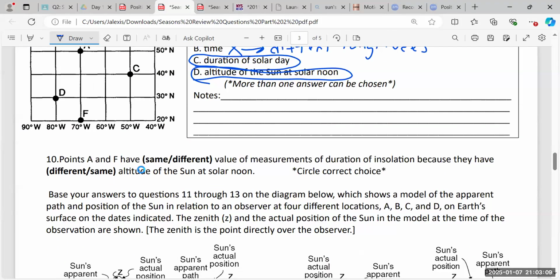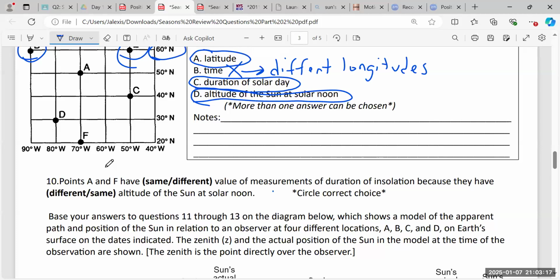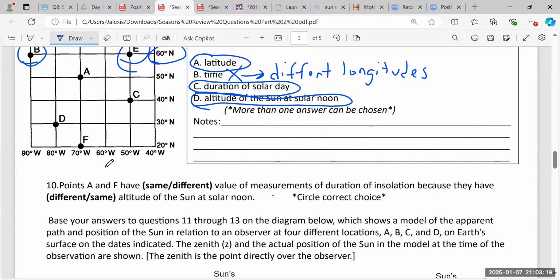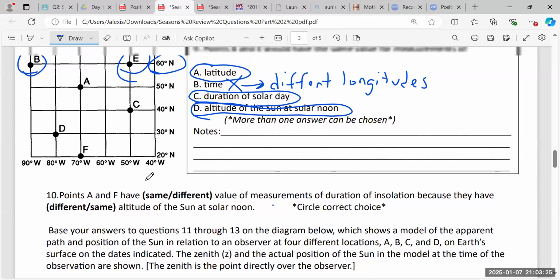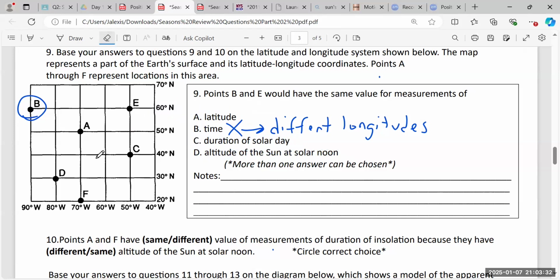Oh, sorry. Here we go. Number 10, points A and F have blank values of measurements of duration of insolation because they have the same blank altitude of the sun at solar noon. Well, A and F. Let me clear this out. Sorry, we're looking at number 10 now.